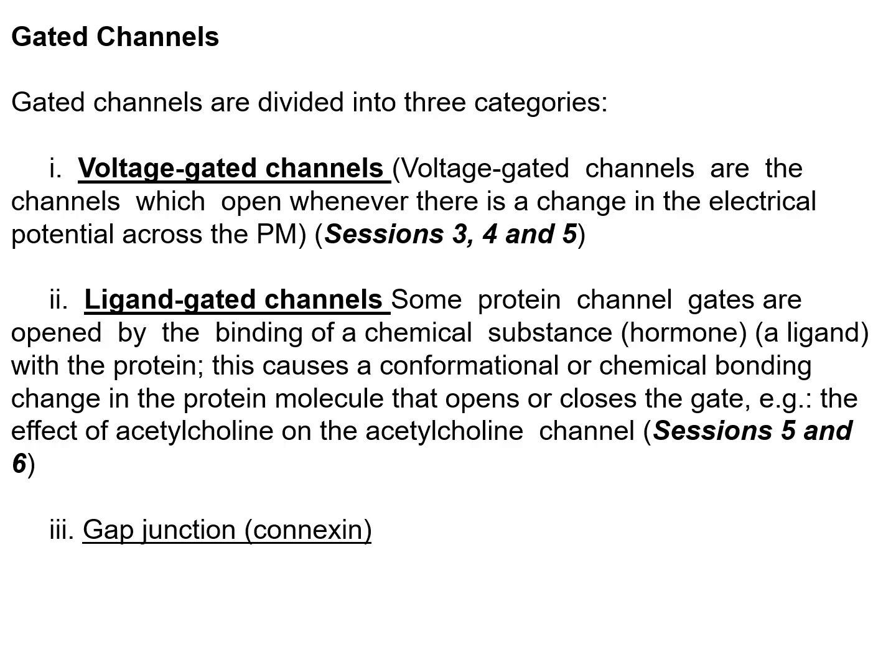Gap junction is another example of a specific type of channel which is located between adjacent muscle cells, for example cardiac muscle cells, and other types of tissue. So regarding the voltage-gated channel and ligand-gated channel, you will get more information on how these two channels could be opened or closed in more detail in the next few sessions.